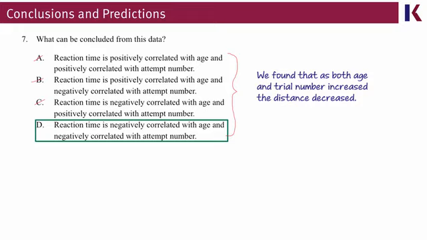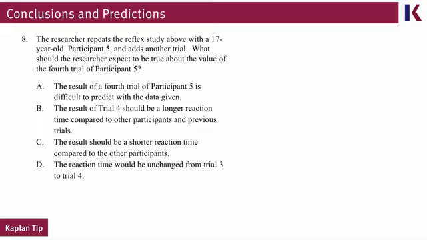So this question looks at the conclusions we can draw from that table, but let's now extrapolate that data and make some predictions about future events. Take a moment to read through question 8 and identify what your plan would be for answering this question. The question identifies two important changes to the experimental conditions. In this case, another participant is added who is younger than any of the participants that have already been listed, and another trial is added to the experimental setup.